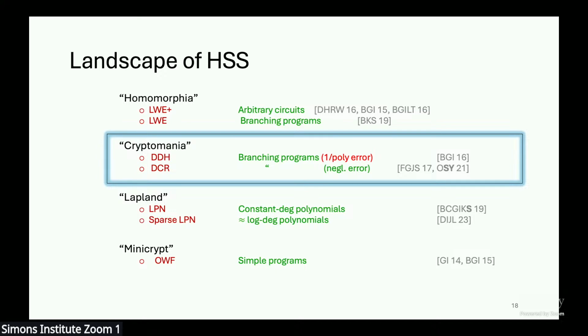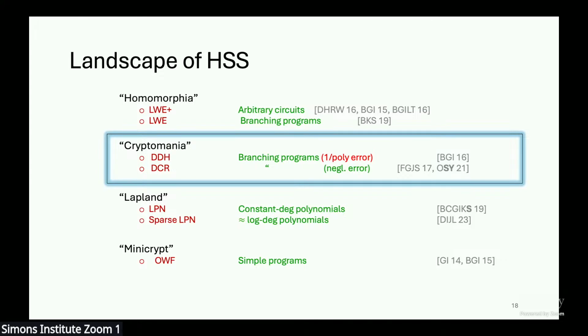And at the bottom, there are also slightly less expressive families of HSS, such as the LPN regime using learning parity with noise, which gets you HSS for certain types of low degree polynomials. And then Minicrypt, using just one-way functions, you get these FSS-style point function HSS schemes, where point function HSS and FSS are basically the same.